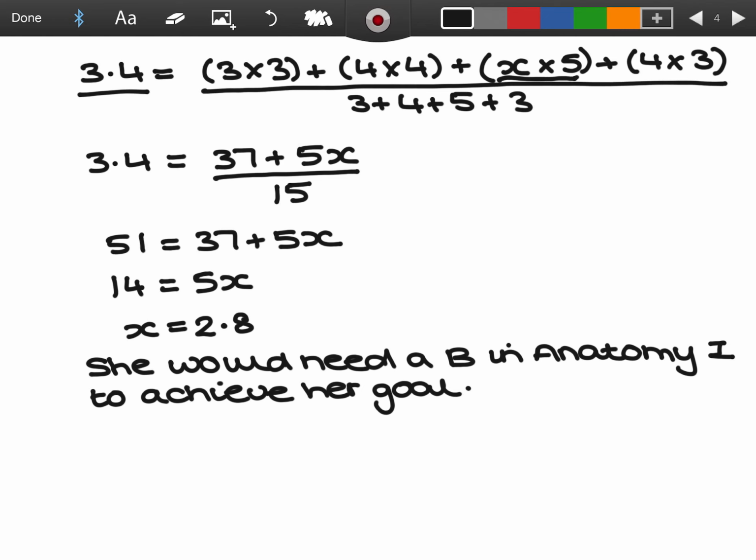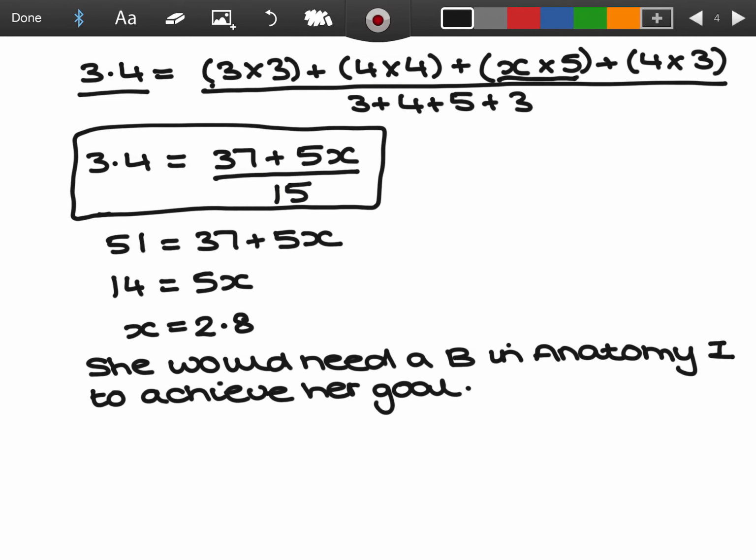And I've divided it again by the sum of the weights. When you do that and you simplify it, you should get down to this here. So I've just combined each one of these together and added them up, and then I've simplified that to just 5x divided by 15. Now you're just solving for x. So I've multiplied both sides through by 15. Then I've subtracted 37 from both sides, and then I've divided by 5. And that tells me that x is equal to 2.8.